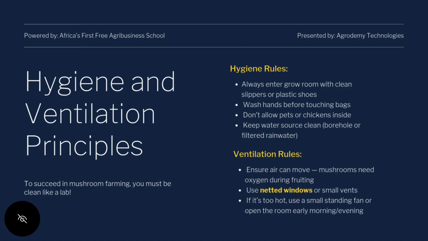And then for your ventilation, ensure that air can move, right? Because mushrooms need oxygen during fruiting, so use netted windows or small vents. If it's too hot, use a small standing fan, or open the room early in the morning and in the evening for air to come in.